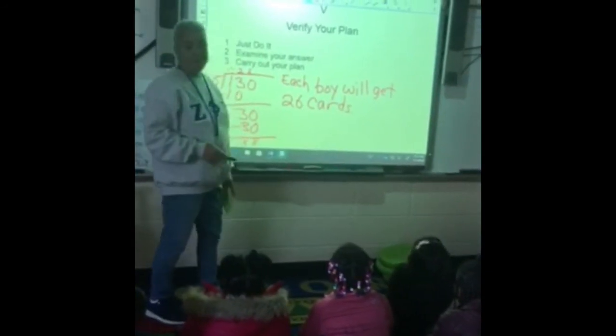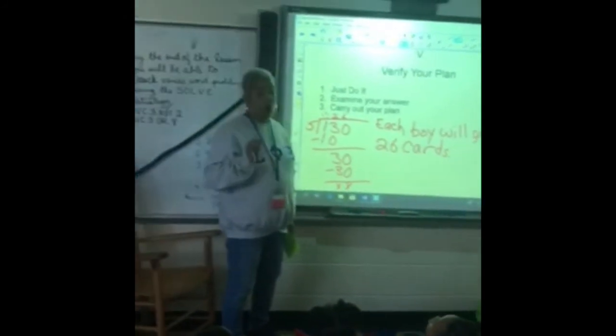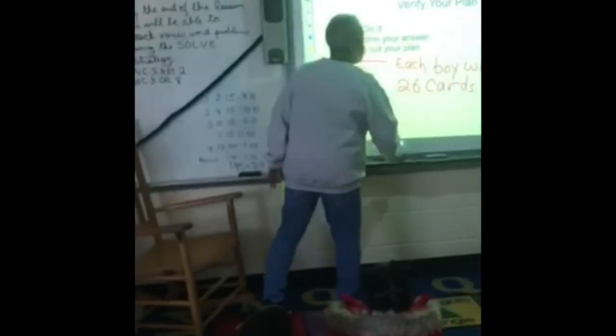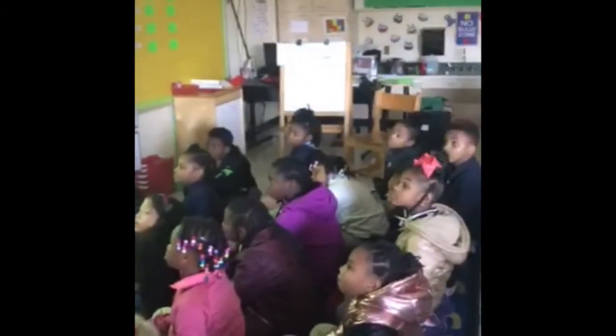When doing the solve method, scholars, you always write your answer in sentence form. Always, because that lets you go back to check to see if you actually did what the problem says.